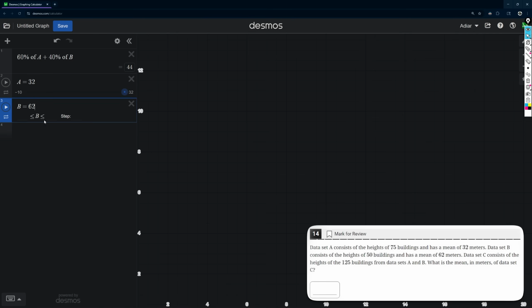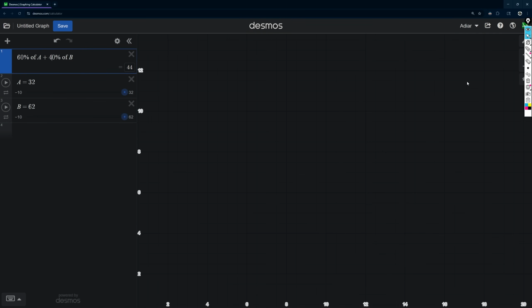So you can think about it either way, but it's just a weighted mean. So A is weighted 60% and B is weighted 40%, whichever way you'd like to do.